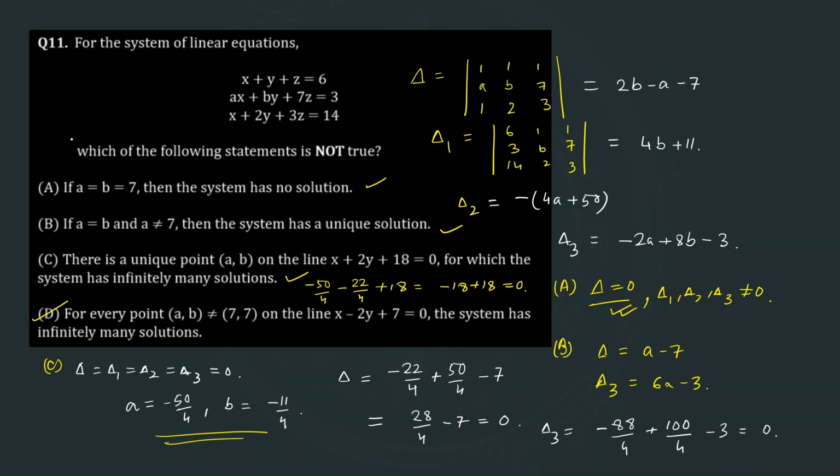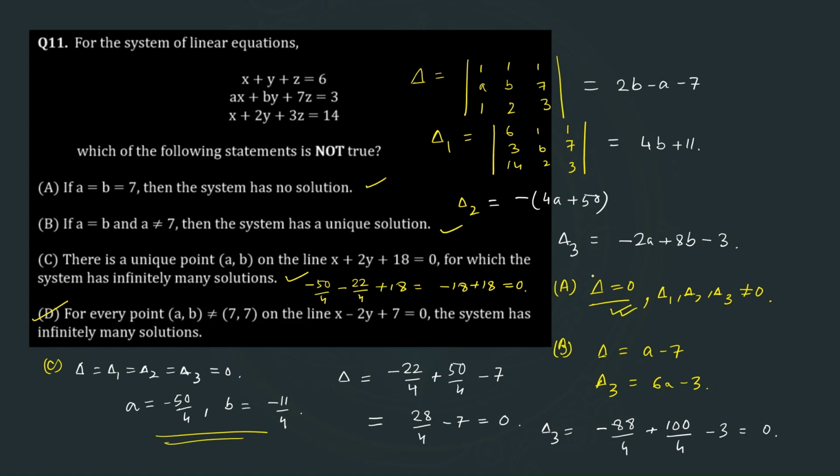It says for every point on the line x minus 2y plus 7 equal to 0, the system has infinitely many solutions, except the point (7, 7). So we already saw that for the point (7, 7), that is basically case B, the system had a unique solution.